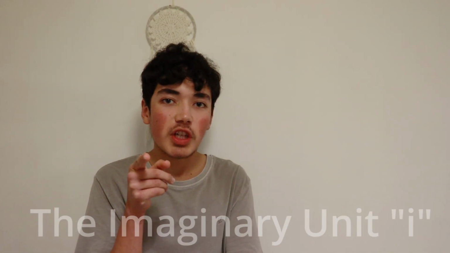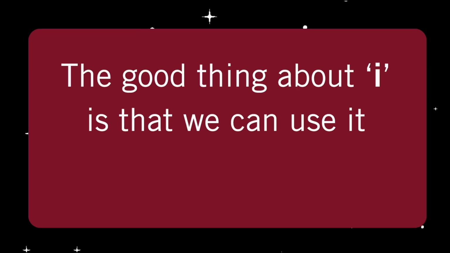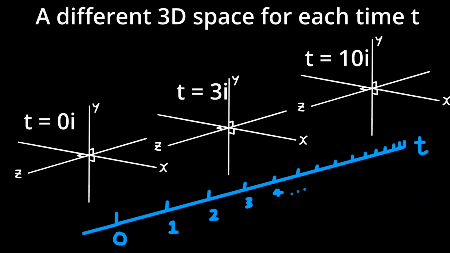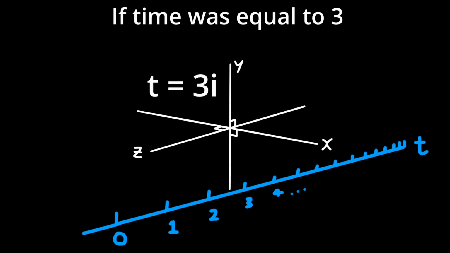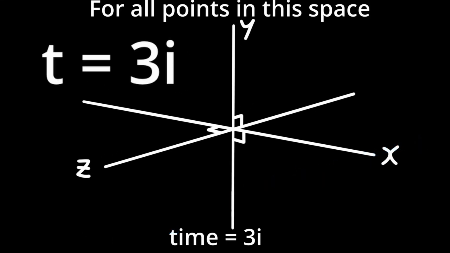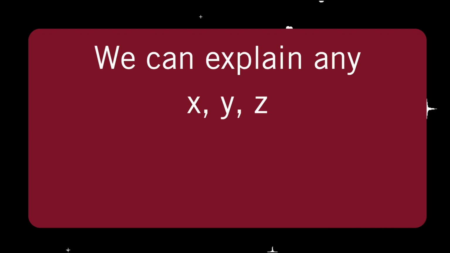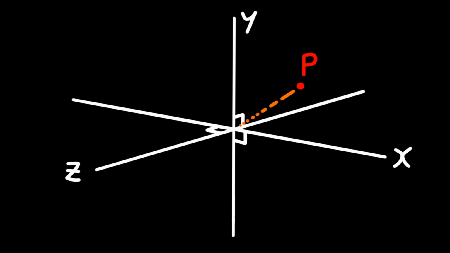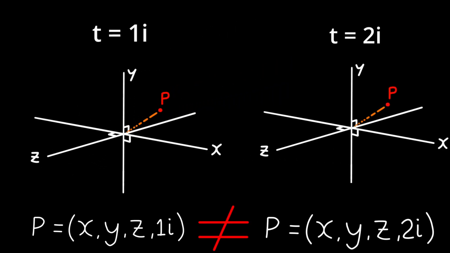If you've done senior school mathematics, you'll be familiar with the imaginary unit. The good thing about i is that we can use it to make a new axis. For the 4-dimensional universe, you could imagine an infinite number of 3-dimensional spaces, one corresponding to each imaginary time t. Whatever the value for the imaginary unit i is the time, and the corresponding 3D space at that time, we could explain any x, y, and z within that 3D space specifically. For example, 3-dimensional point P at x, y, z is different at time i compared to at time 2i.